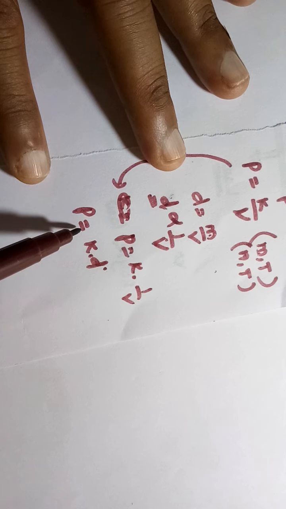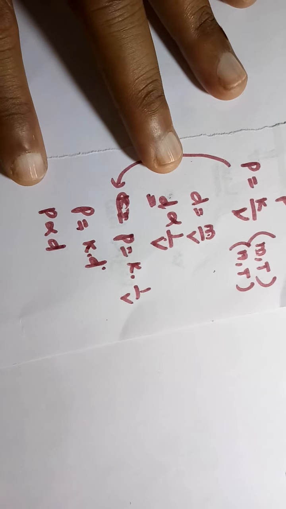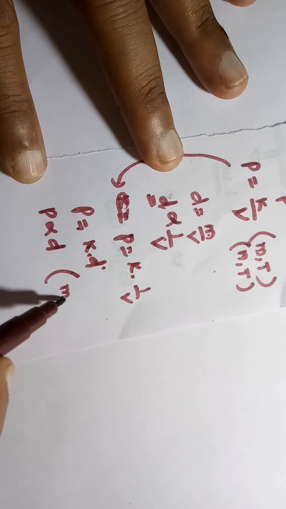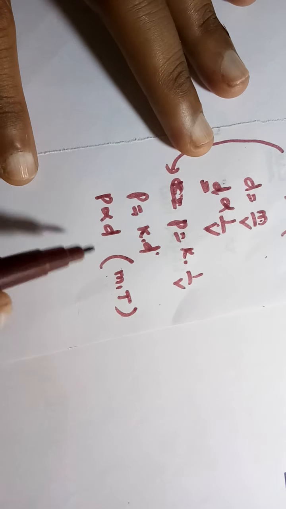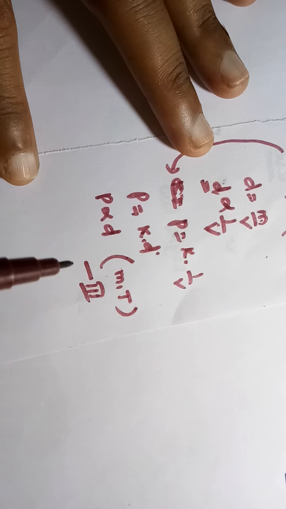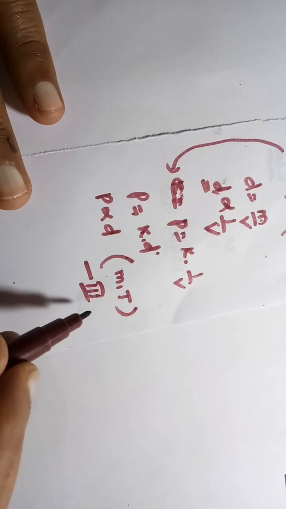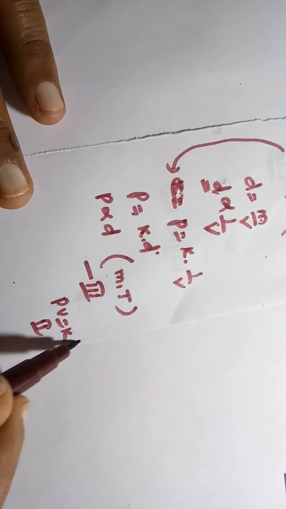If I remove the equal sign and the constant, we can put the proportionality symbol again. This is at constant mass and temperature, or constant number of moles and temperature. So this is also Boyle's law. This is the third form of Boyle's law. What is the second form of Boyle's law? The second form is PV is equal to constant.